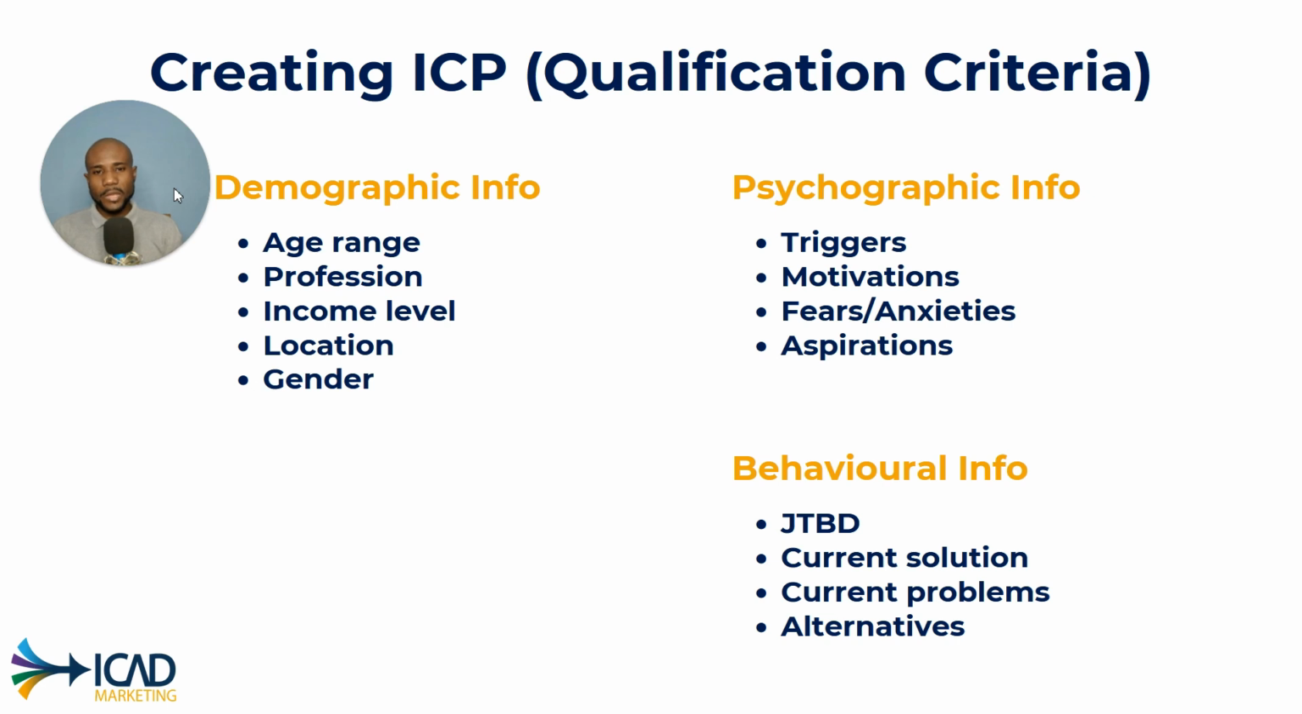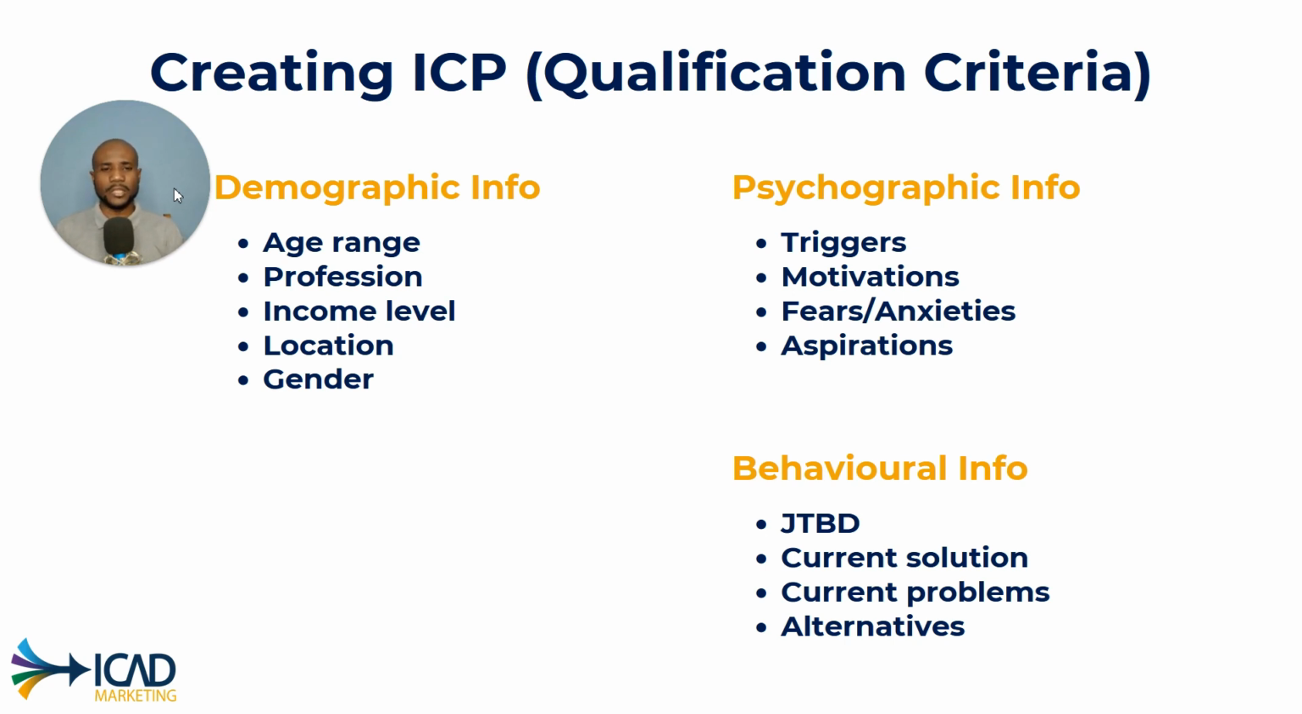Now, the other thing that we looked at when we were creating our ICP is certain qualification criteria based on those customers with a higher success rate, those high qualified leads that sales would have mentioned, and also those insights from the customer interviews. So we were looking at things such as demographic info, which is their age range, profession, income level, location, gender, which, believe it or not, actually played a part in who would decide to use such a product.